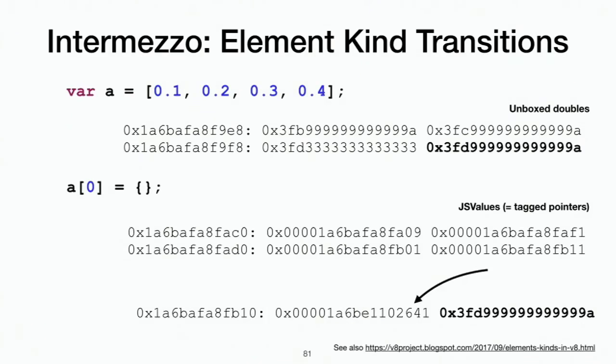Now we put an object there. So now the engine has to go ahead and basically convert all these doubles to JavaScript values and then insert this object here. So if you look at maybe the last element in this array, you would see it's pointing somewhere, and if you look there, you will find this double value again. So you can already tell why the engine tries to optimize, because if it stores them as JavaScript values, it will take 3 times as much memory as if it stored them unboxed.